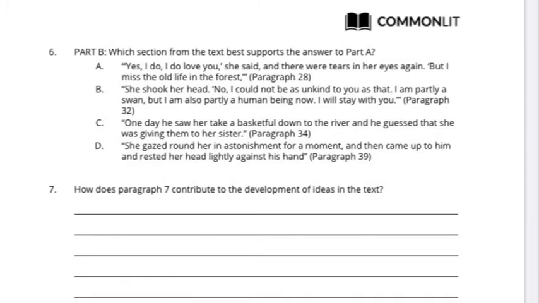Then moving on to 7. How does paragraph 7 contribute to the development of ideas in the text? So if you go back and look at paragraph number 7, you need to look at how that helps develop the ideas in the text. This is the paragraph that comes, it says, on page 2, two paragraphs after number 5.